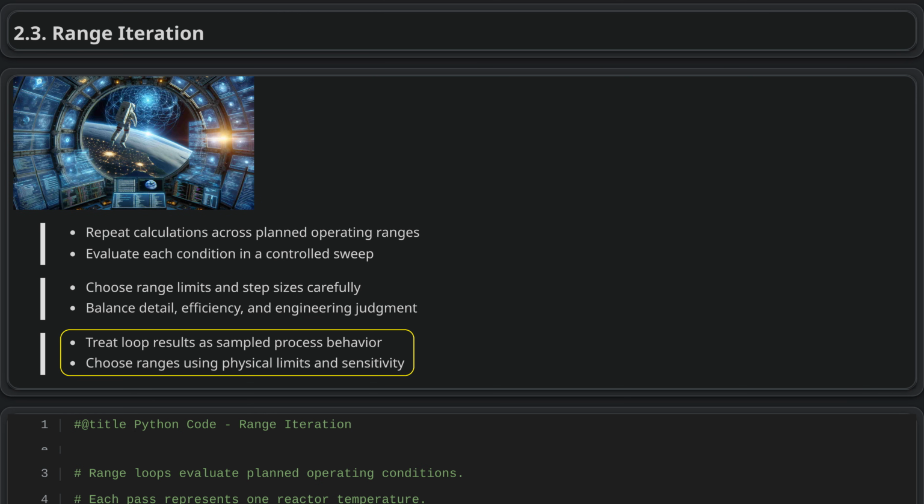Range iteration samples selected points rather than every possible condition. So choose ranges that match the system's physical limits, such as pump capacity or pressure ratings. Check whether endpoints are included and whether the step size is fine enough for the process being studied. Used well, range iteration acts as a structured experiment for exploring and communicating process behavior.